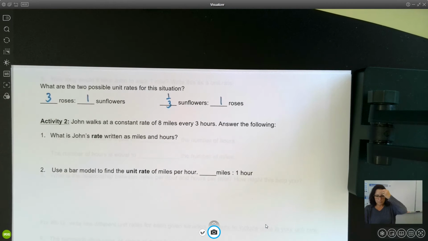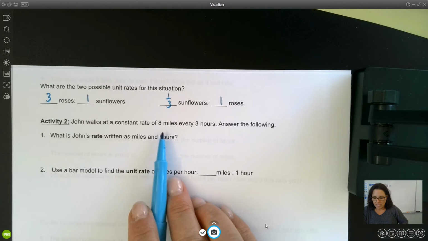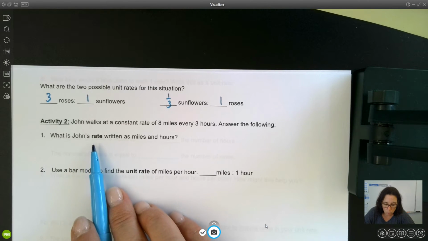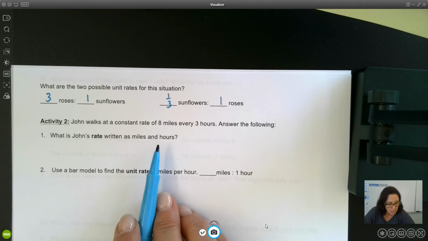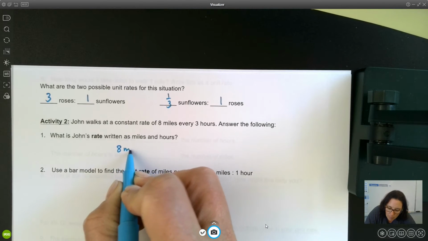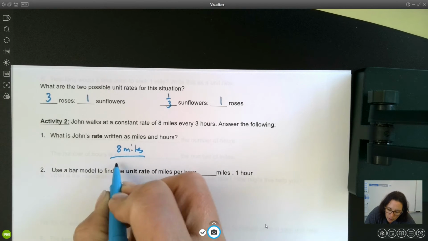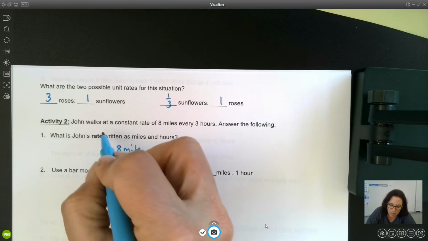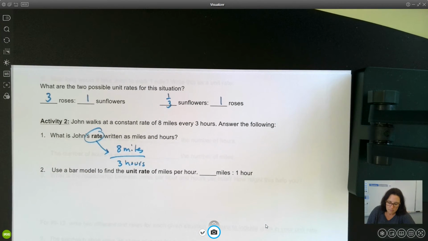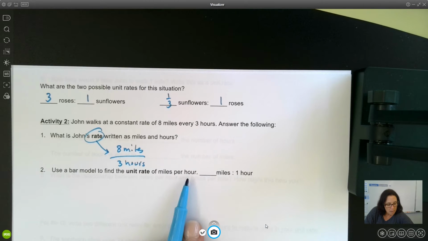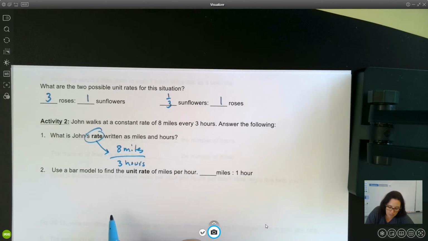All right, so John walks at a constant rate of 8 miles every 3 hours. Answer the following. What is John's rate written as miles and hours? Okay, so we've got 8 miles per 3 hours. That is his rate. Use a bar model to find the unit rate of miles per hour. Okay, so here's one way to do that.